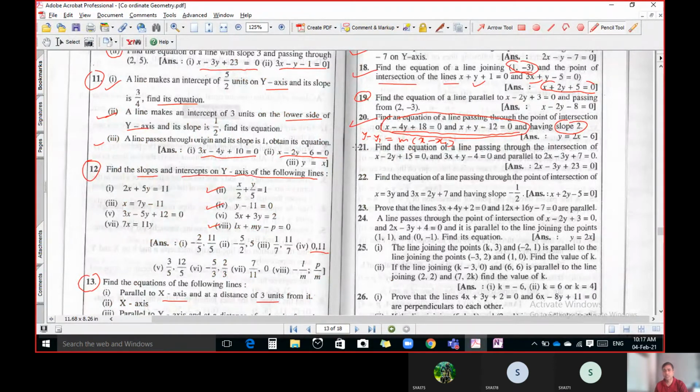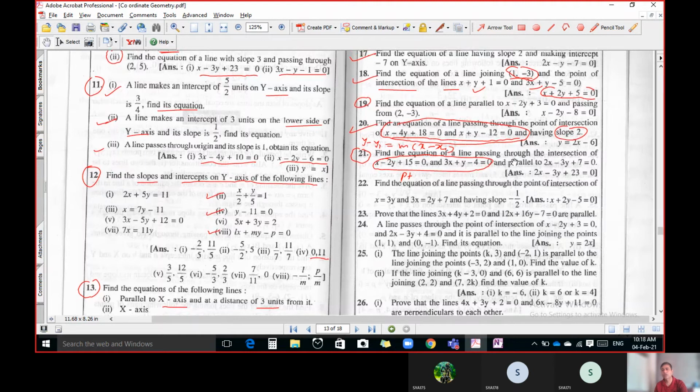Okay. Now see how to solve this question. Find the equation of a line passing through the intersection of this and this. So first of all, solve these two equations and find the values of x and y. So you will get 1 point here. Once we have 1 point, it is given that the line is parallel to this. So what do we have to do? Find out the slope of this. Use that slope and this point, and you will get the equation. So consider this your homework.